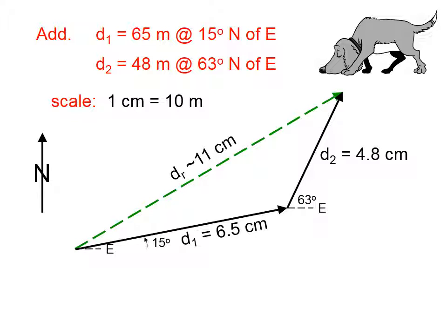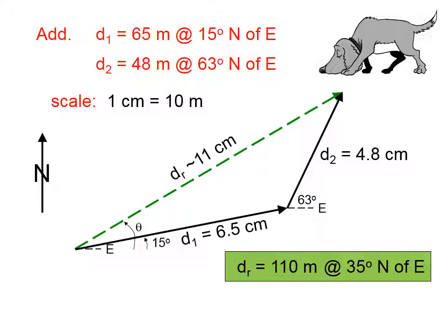We're going to now draw our resultant by starting where we started and ending where we ended. If we measure that line, it might have a length of perhaps 11 centimeters, which means our displacement vector will have a magnitude of 110 meters. And then we need an angle, and that angle needs to be measured relative to a fixed reference line. I'm going to measure it here relative to east with my protractor, 35 degrees north of east.